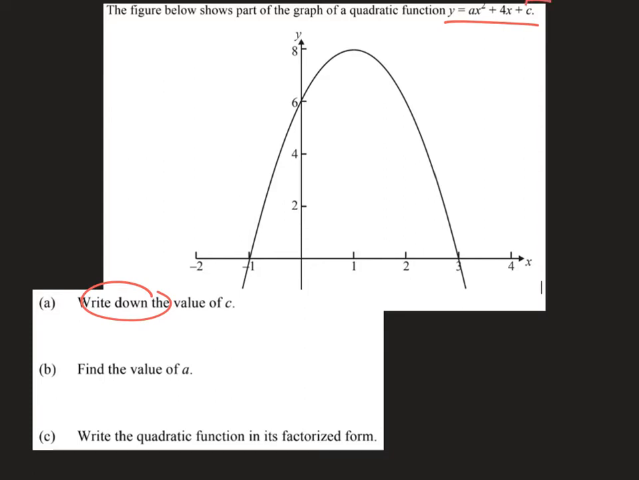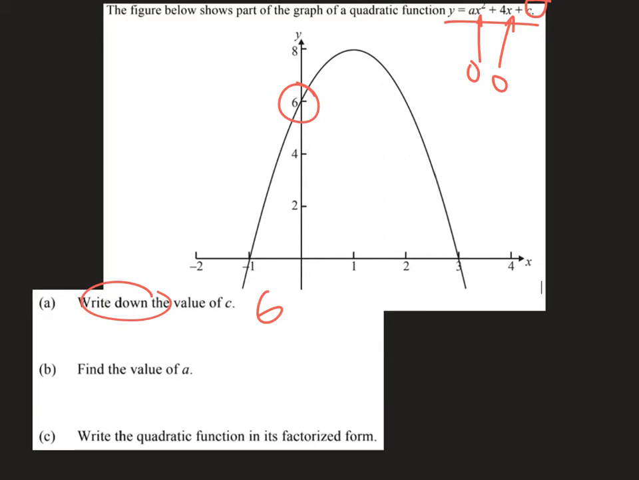So c is the constant term at the end. You'll note that effectively, when we're looking at the y-intercept, the value of x is going to be 0. So for the y-intercept, the first two terms will be 0, and you'll just be left with the value of c. So all you have to do is read off the y-intercept, which is 6, and that will give you your value of c.